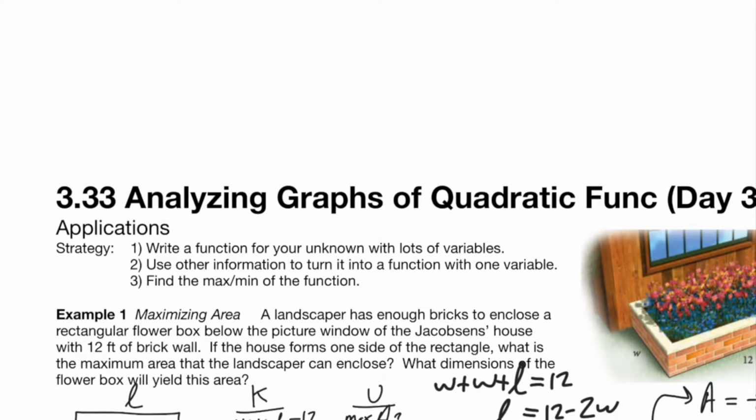This is section 3.3, day 3, analyzing graphs of quadratic functions. The application here is going to be basically write your function for your unknowns with lots of variables, and then use the information to turn it into a function with just one variable, and then find the max and min of a function. So again, we're not solving, we are finding the maximum. Let me show you what I mean.